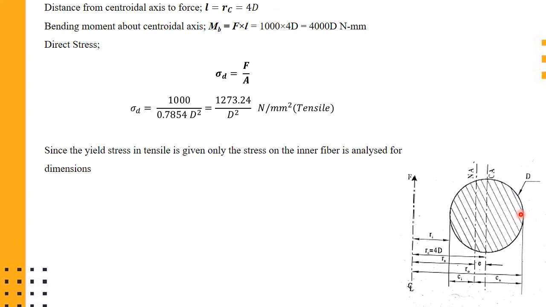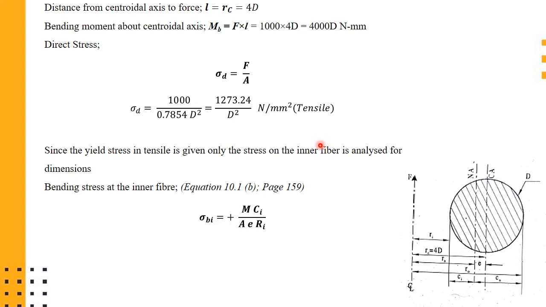So the yield tension which is given in the problem will be considered only for the inner fiber. Why? Because we are here to calculate the dimensions. We are not here to calculate all the stresses. We just need to calculate the d value. So since yield tension is given with respect to the tensile condition, we will consider the equations with respect to the inner fiber and get the d value.